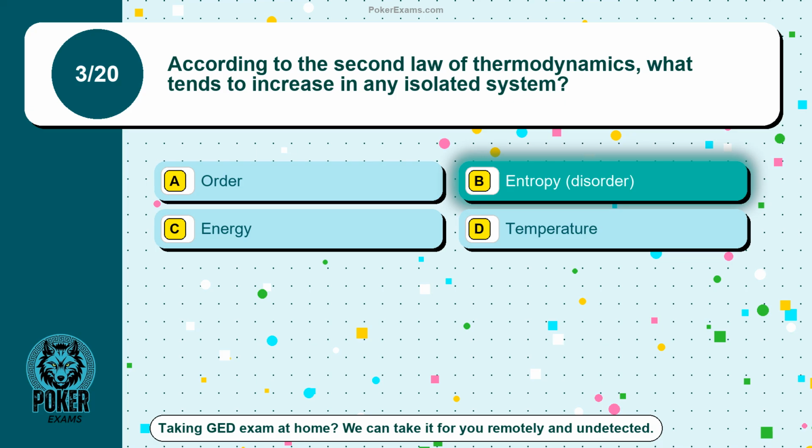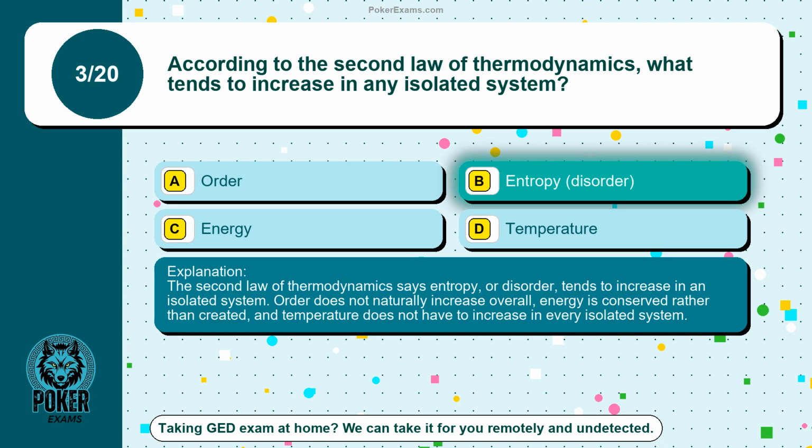The correct answer is option B, entropy, disorder. The second law of thermodynamics says entropy, or disorder, tends to increase in an isolated system. Order does not naturally increase overall, energy is conserved rather than created, and temperature does not have to increase in every isolated system.